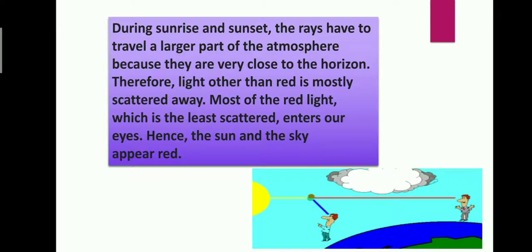So this is one of the important reasons why the sky looks red during sunrise and sunset. During daytime the sun is overhead, just above the equator, but during sunrise and sunset the sun goes away from the equator, like not equator, I would say the equinox. So the rays have to travel a larger distance.